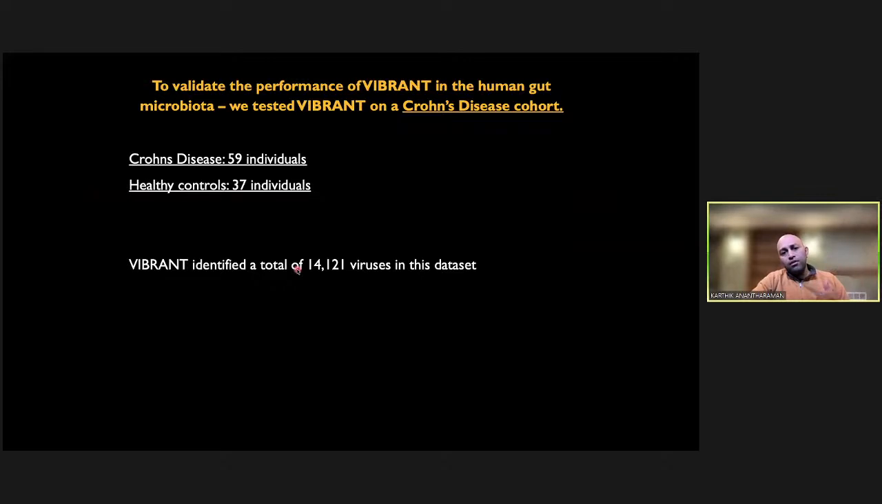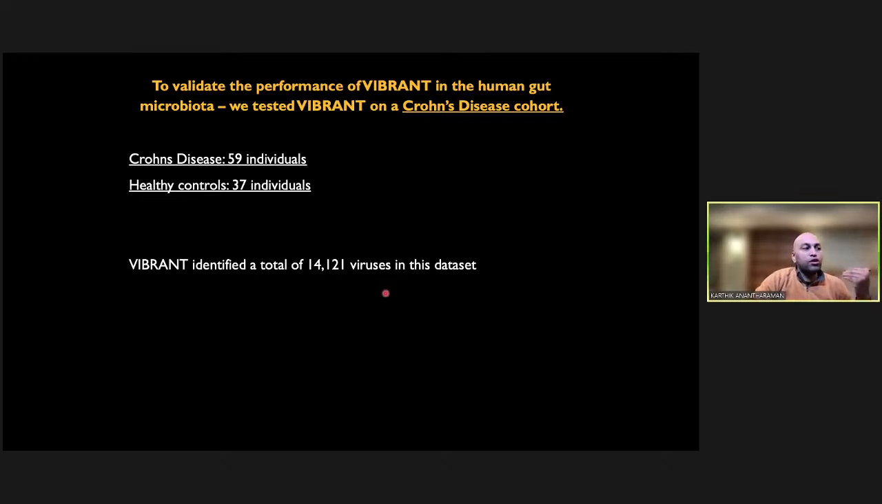Now I'll show you how we validated Vibrant, but this will also give you a sense of the different kinds of questions that you can ask with Vibrant. To validate the performance of Vibrant in the human gut, we tested it on a specific Crohn's disease cohort. This particular cohort of Crohn's disease patients had 59 individuals in the diseased cohort, and there were 37 healthy controls. We had metagenome data from this particular cohort of 96 individuals, and in total we identified 14,000 viruses.